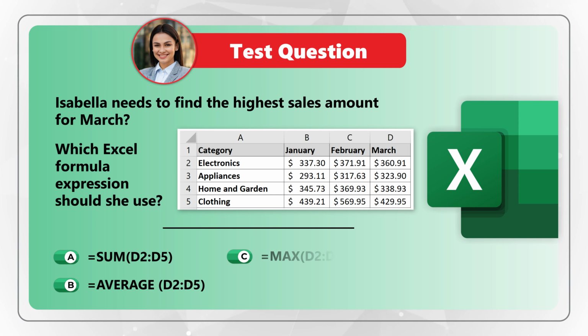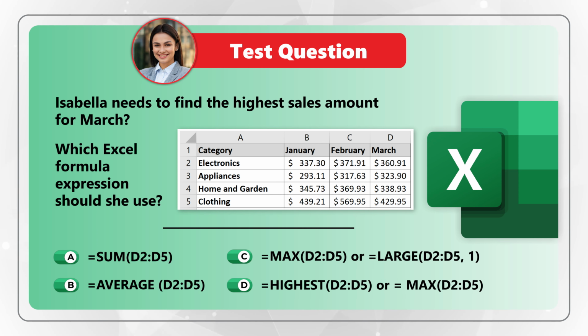Choice C. The formula will be max with the data range of D2 through D5, or formula will be large with the data set D2 through D5, 1. And last but not least, choice D. Formula will be highest, and the data set will be D2 through D5, or formula will be max with the data set D2 through D5. Take a close look to see if you can come up with the right choice.